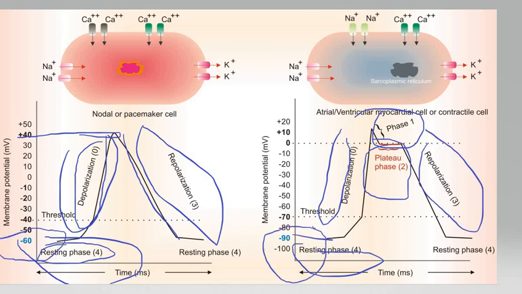Some other very important points you should note down: the resting membrane potential of the nodal cells is about minus 60 millivolts, whereas the resting membrane potential of the contractile cells is about minus 90 millivolts. Nodal cells do not have phase 1 and the plateau phase. The total time taken by the cell to depolarize and repolarize is about 0.8 second, and in this 0.8 second, one cardiac cycle is completed.